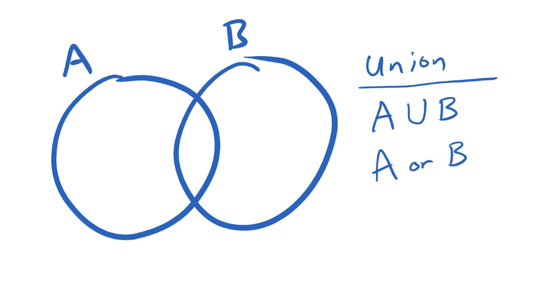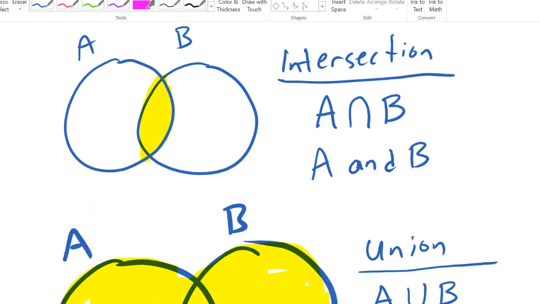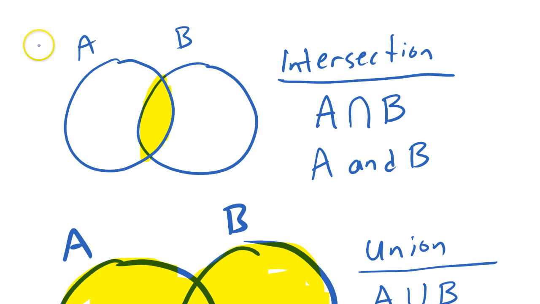Now, when you do the union, you take everything in set A and everything in set B and you just put it all together. So if I were going to color that for you, the union of A and B, would be all of this. Alright, if I just color it all in, that's the union, A or B.